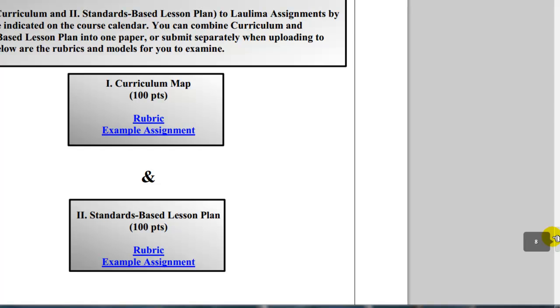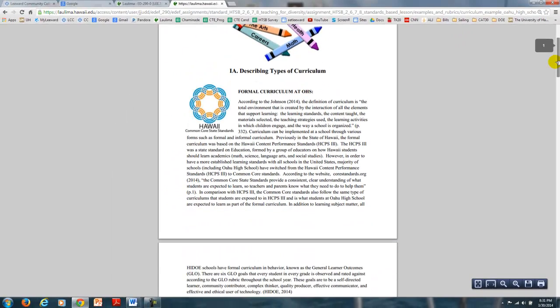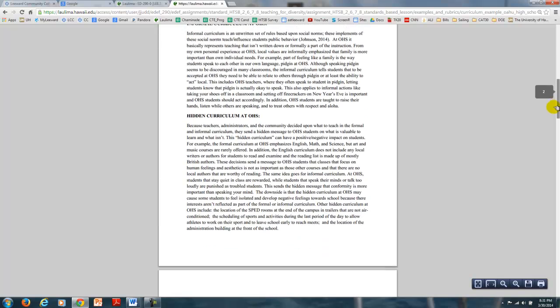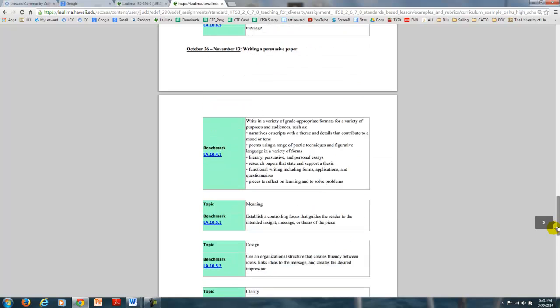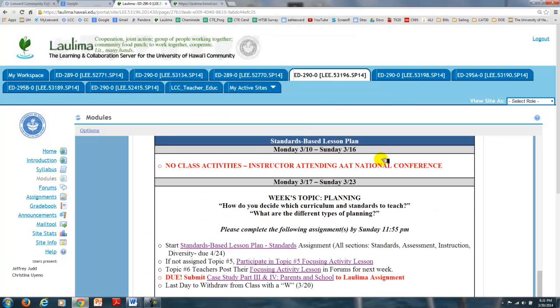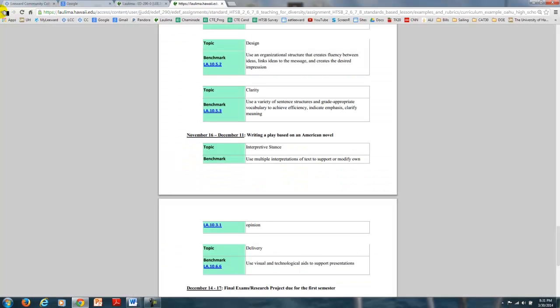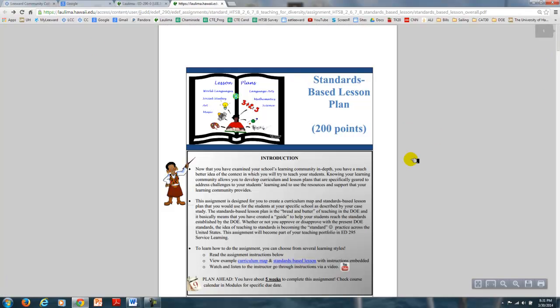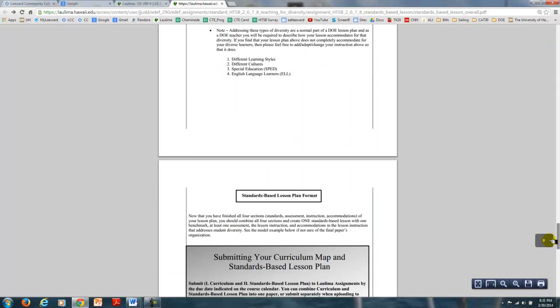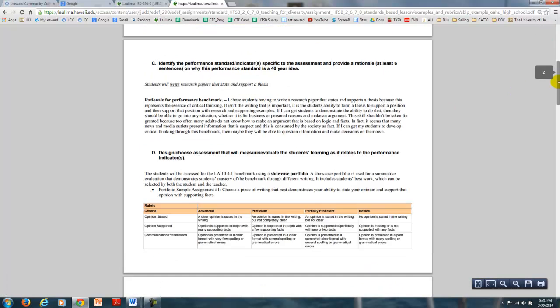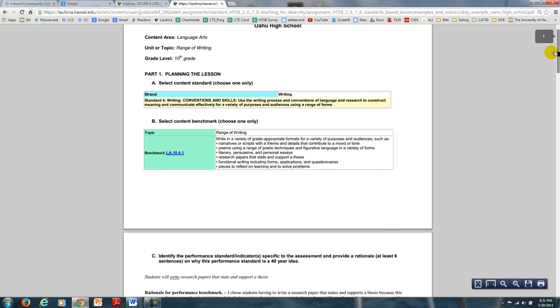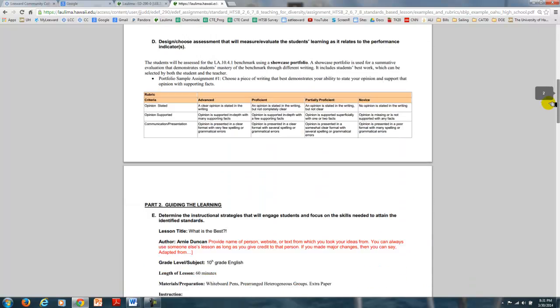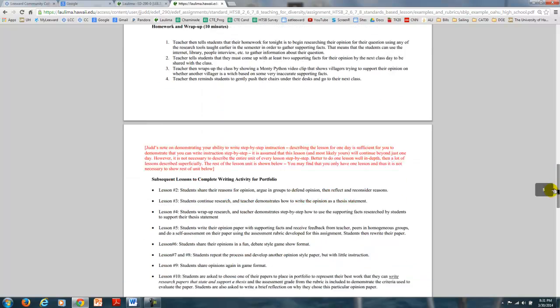To see what this will look like, here's an example assignment representation of your curriculum map. There are the 3 discussions of the types of curriculum at your school, and then there's the curriculum map. Then if you look at the standards-based lesson plan, you will see the parts of the standards-based lesson plan: standard part A, then the assessment, then the instruction itself, and then the accommodations.